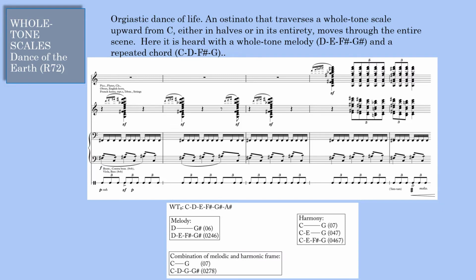An orgiastic dance of life. An ostinato that traverses a whole tone scale upward from C, either in halves or in its entirety, moves through the entire scene. Here, it is heard with a whole tone melody D, E, F sharp, G sharp, as well as a repeated chord C, D, F sharp, G. The melodic and harmonic frames together adjoin distractors D and G sharp to the centric CG.